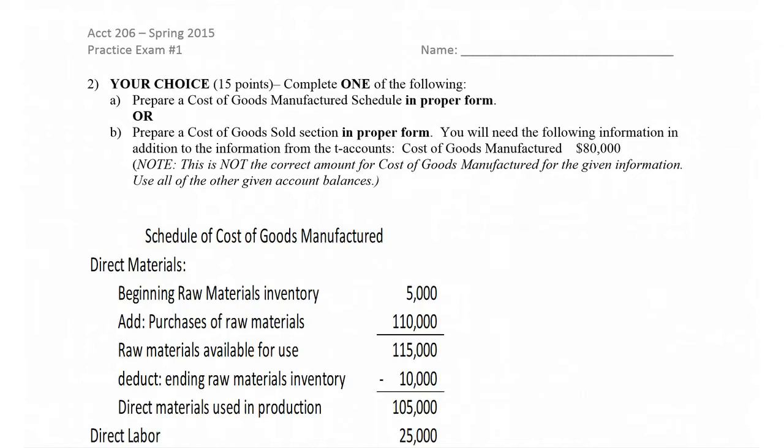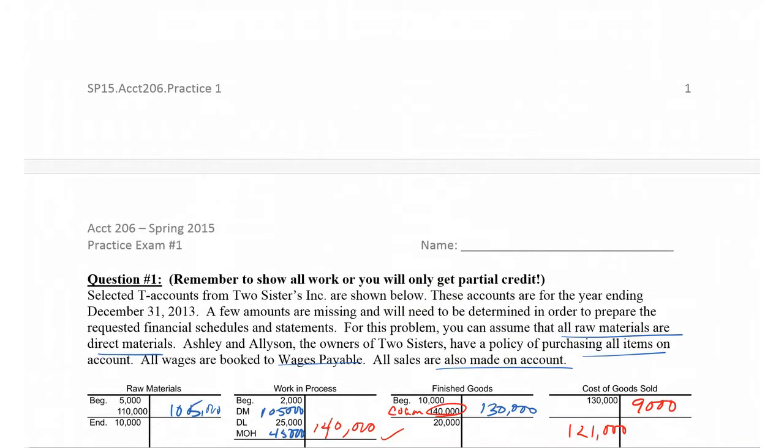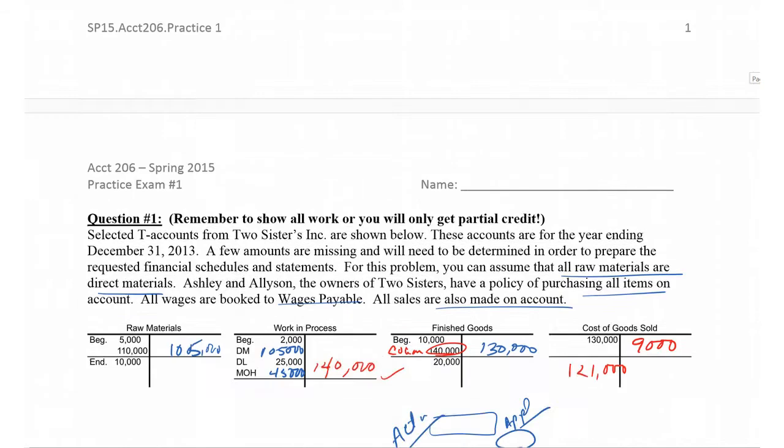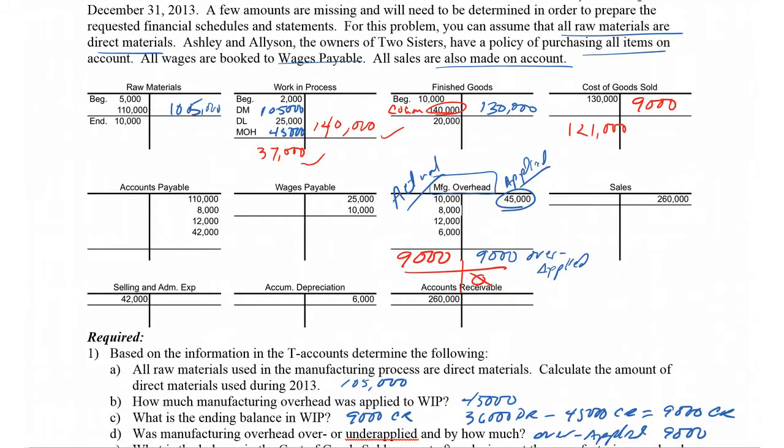Okay, this problem says we either prepare a cost of goods manufactured schedule in proper form or a cost of goods sold schedule in proper form. Looks like I made a mistake on the cost of goods sold section. Anyway, the data we use is from Two Sisters Inc. So it's this information scribbled up here.